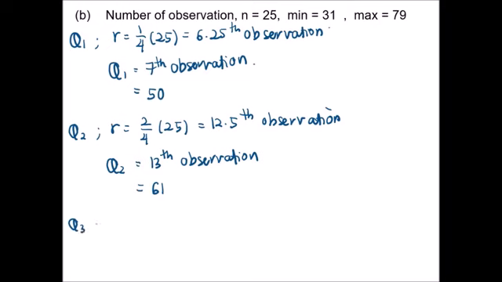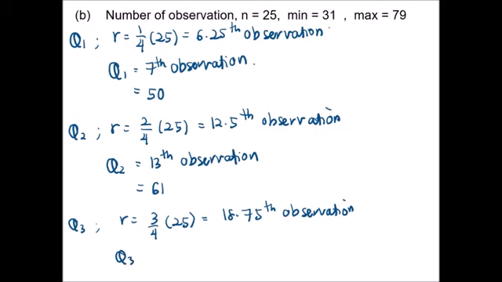Next is the third quartile. R equals 3 over 4 times 25, equals 18.75 observation. So Q3, the third quartile, must be rounded up to the 19th observation. The 19th observation equals 66.